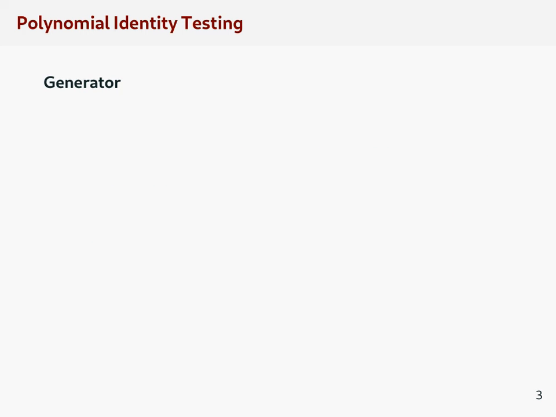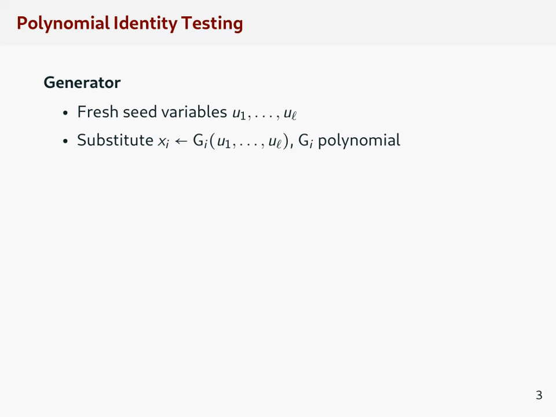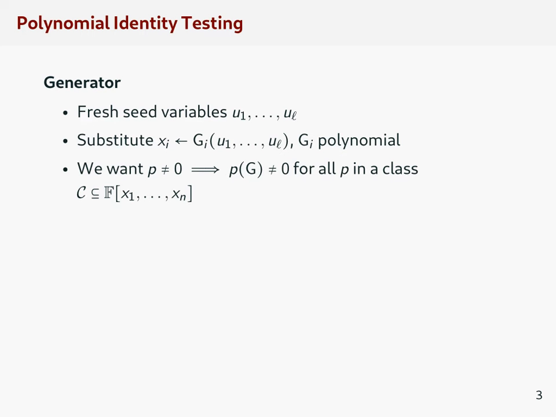So we're going to talk about black box derandomization, and in black box derandomization, the central object is the generator. So in PIT, generators without loss of generality take the following form. There are fresh seed variables, and then the substitutions are polynomials in those seed variables. And then what we want is that whenever p is a non-zero polynomial, making the substitution of the generator into p has a non-zero result as a composition of polynomials. And we want to do this for polynomials in some class C, such as polynomials computable by small formulas or small circuits or other models of computation.